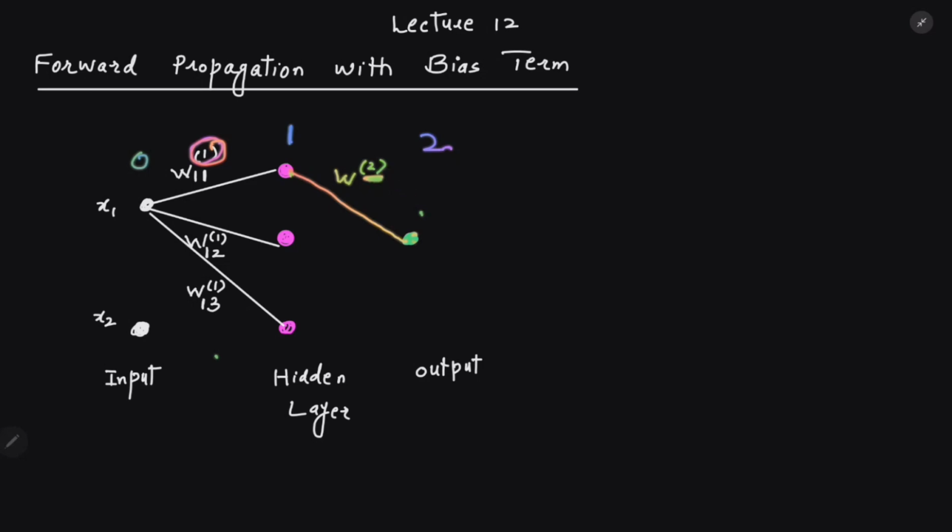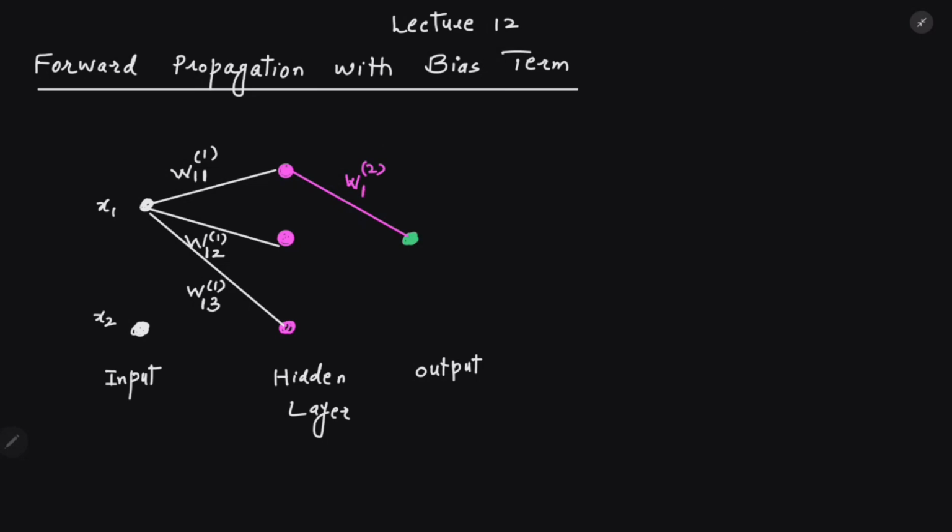So this is 2. Okay, so maybe I write it in neat form. We have a connection from the first neuron to the output, that will be W2. And what is the neuron number?